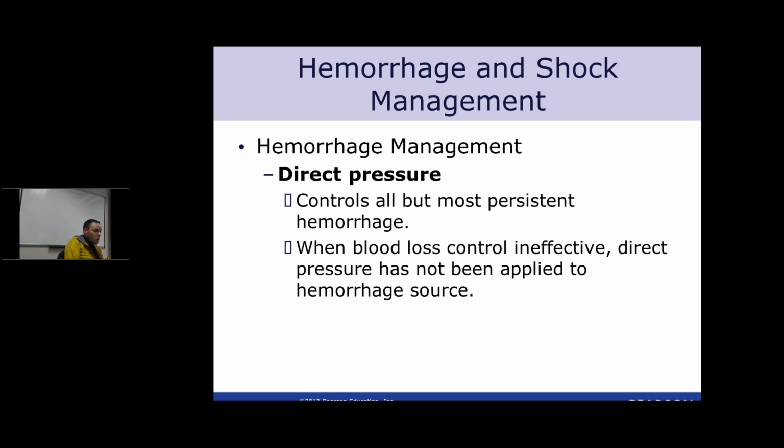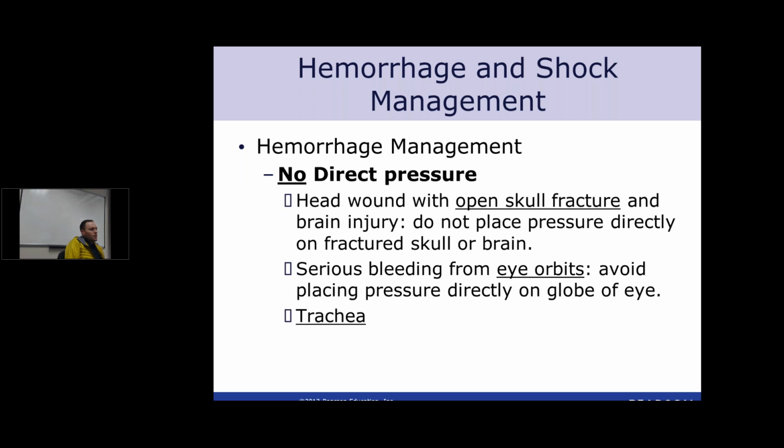Direct pressure controls most bleeding, except for those more persistent hemorrhages or more internal ones that you can't necessarily get to. With an open skull fracture, you have to be careful with direct pressure, right? We talked about that. You don't want to put a finger through a brain. That's bad form. You don't want to put pressure on the eye orbits, so avoid placing pressure directly on the globe of the eye. And of course, you don't want to strangle a patient trying to stop their bleeding, so don't tourniquet their neck.